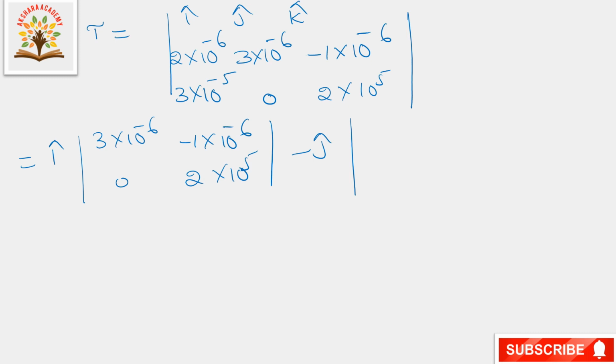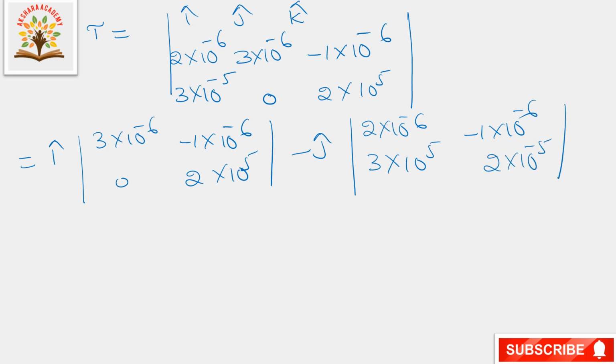cross product of 2 into 10 to the power of minus 6, minus 1 into 10 to the power of minus 6 and 3 into 10 to the power of 5, 2 into 10 to the power of 5. And the last plus k cap of modulus of 2 into 10 to the power of minus 6, 3 into 10 to the power of minus 6 and 3 into 10 to the power of 5 and 0.